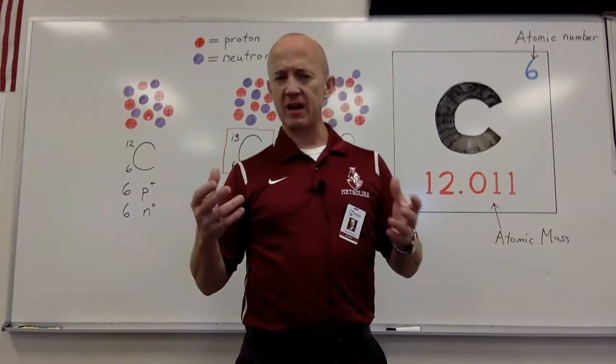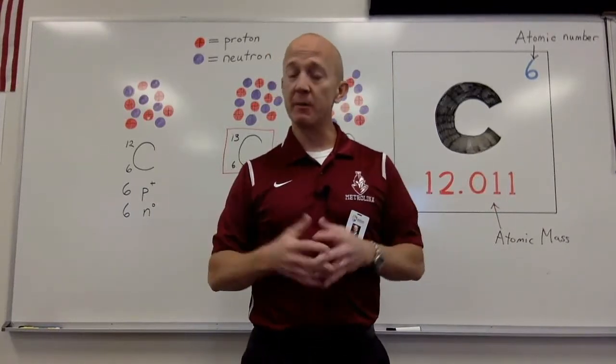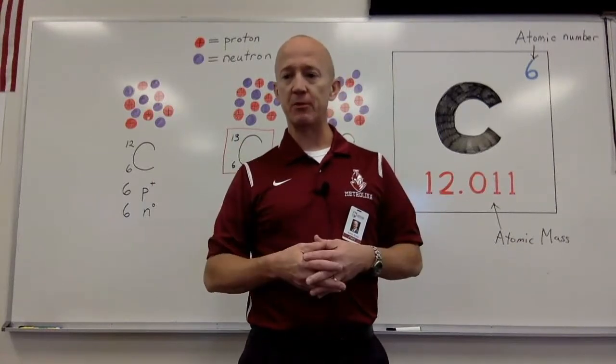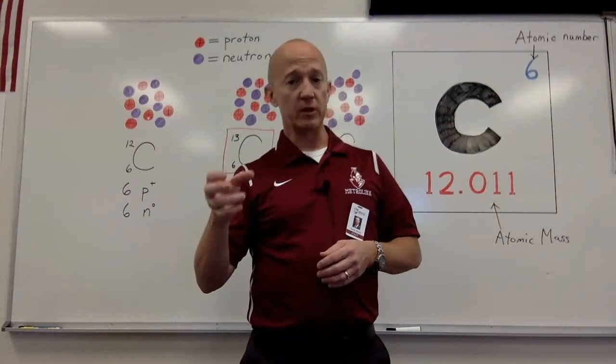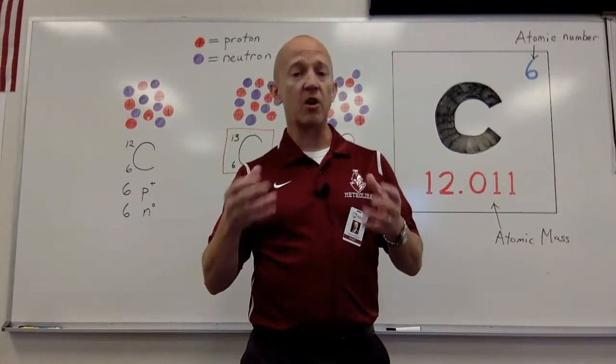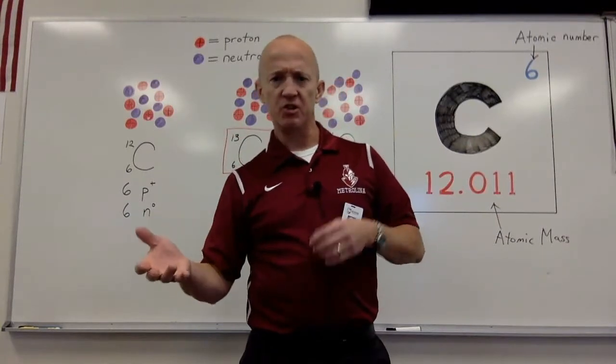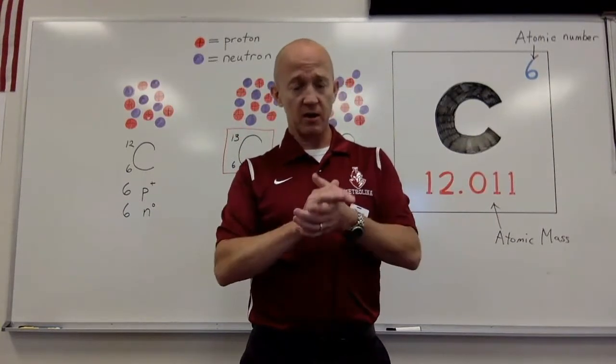So how do they figure out atomic mass? Well, experimentally. They take a sample of an element, and in that sample, they're able to determine not only the number of isotopes that are involved, but also the respective abundances of each, how much of a percentage each of those isotopes makes of the whole.